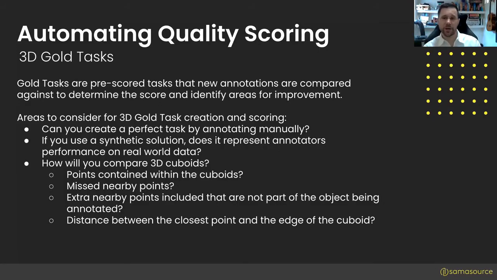So if you had a 3D cuboid around a vehicle and you've got the wing mirror of another vehicle in it, or part of a pedestrian around say the back corner of a vehicle, how are you going to score that? And then tightness of cuboid is actually also a really important one here.